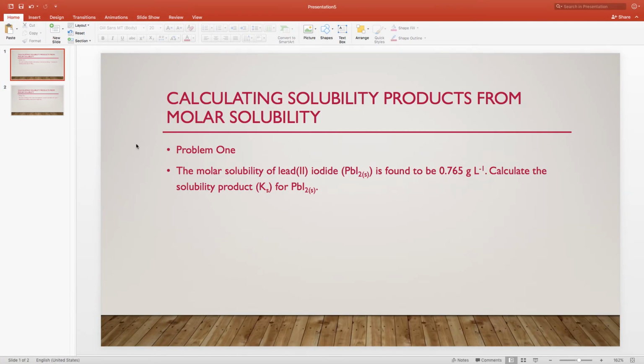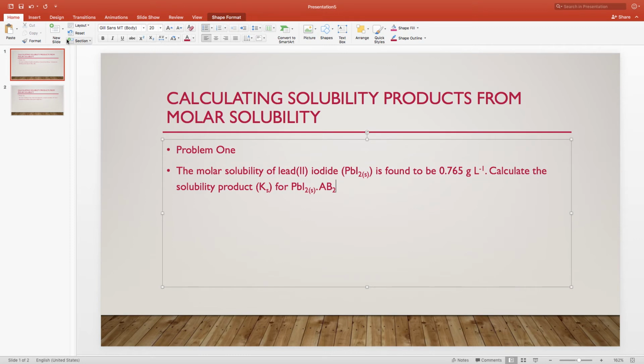Second tutorial for this particular topic, and in this case we're going to look at problems like: the molar solubility of lead iodide is found to be 0.765 grams per litre. Calculate the solubility. The thing you need to know here is that lead iodide is of the form AB2, and so it's going to break up into more than 1 mole of ions.